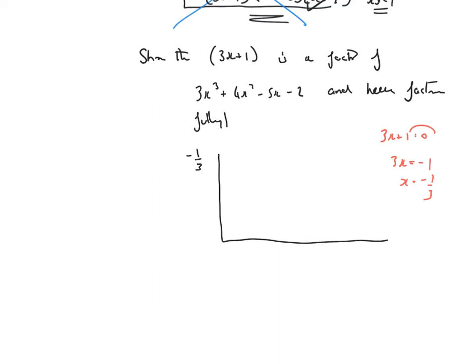Okay, what are my coefficients? 3, 4, minus 5, minus 2. This time there's no 0 coefficient. 3, 4, minus 5, minus 2. Drop 3 down. 3 times minus a third is minus 1. Minus 1 plus 4 is 3. 3 times minus a third is minus 1. Minus 1 minus 5 is minus 6. Minus 6 times minus a third is plus 2. 2 minus 2 is 0. R equals 0. Therefore, 3x plus 1 is a factor.